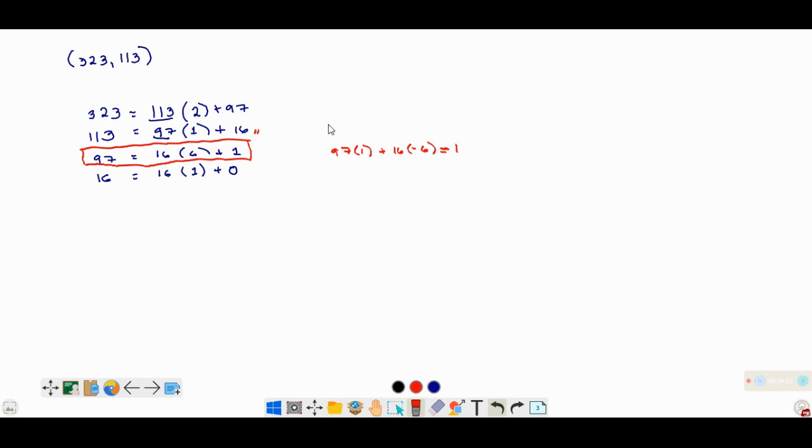pangalawa naman. We can write this as a linear combination wherein for the left-hand side, nandun si 113 at si 97, and for the right-hand side, nandun si 16 lang. So, let us isolate 16. Dapat nandito lang siya sa isang side. Tapos, mapupunta dun sa kabila.